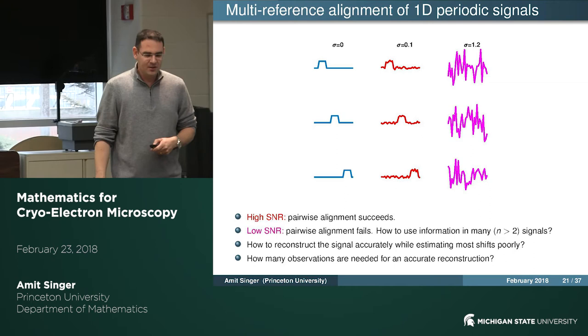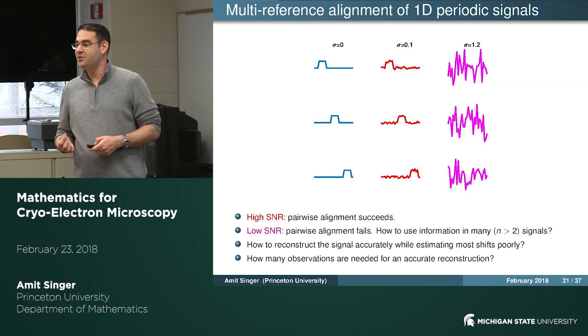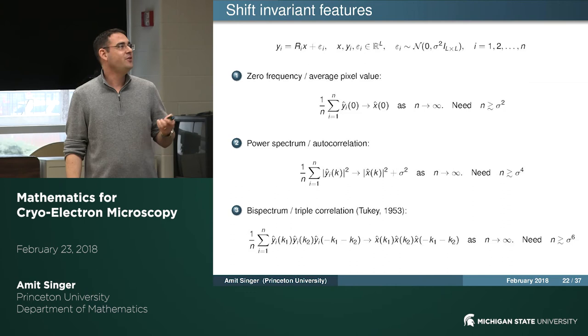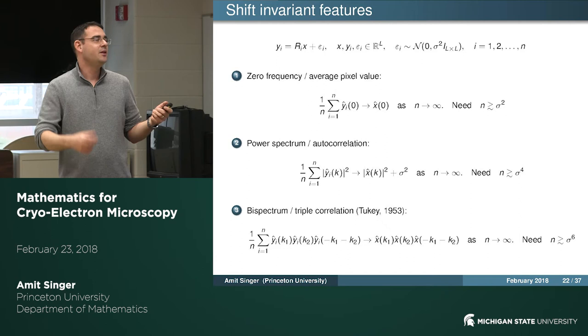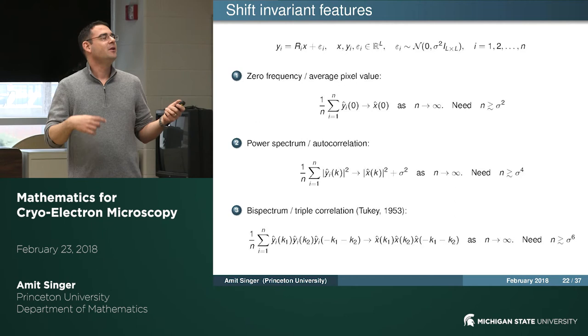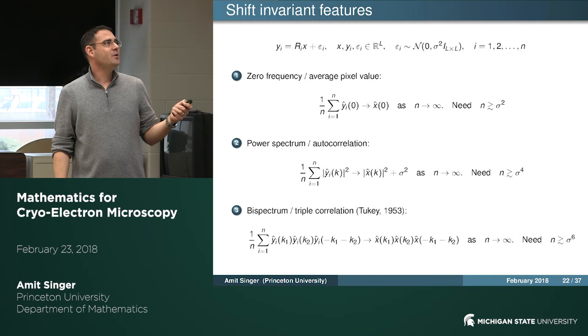So let me describe to you now a very simple algorithm based on features that are invariant to the shifts. Okay, so shift invariant features. Let's say that X is our clean one-dimensional signal. Ri is the unknown shift. It's a cyclic shift. Let's say the signal is of length L. So Ri is just a cyclic shift from a cyclic group of L elements. And Yi is our noisy measurement after we contaminate it with, say, Gaussian white noise.